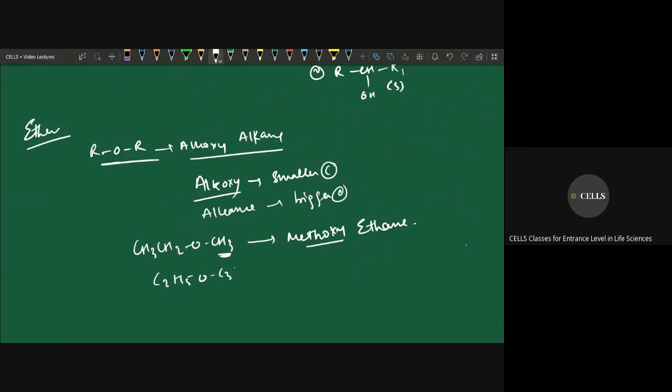C2H5O, C3H7. The smaller one is ethane, so ethoxy. This one is bigger, propane. This is the nomenclature, right?